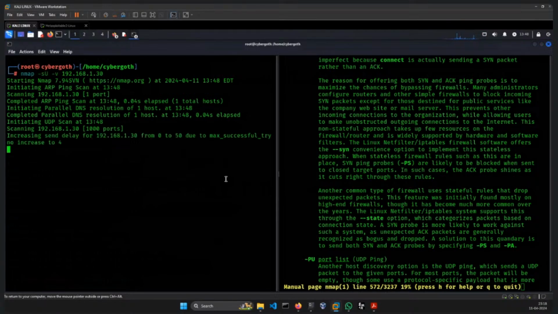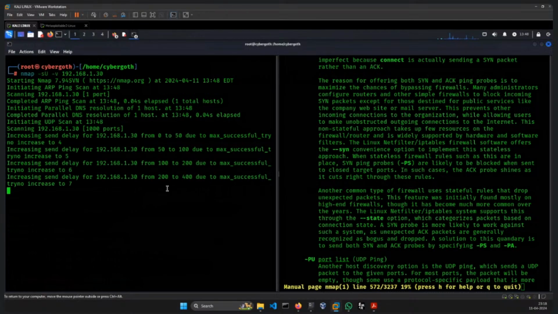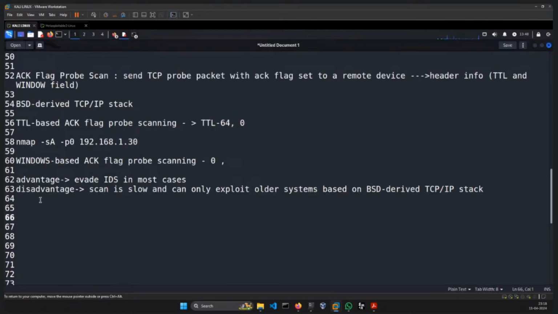Now there is a difference between UDP and TCP scan. Definitely it has to be a different kind of protocol, which I will explain. Just a second, let's wait for the response. You can see increasing send delay from 0 to 50 due to max successful tries, increased to 4. So what's happening here? Initiating UDP scan, scanning the top 1000 ports. Let's understand what's happening.